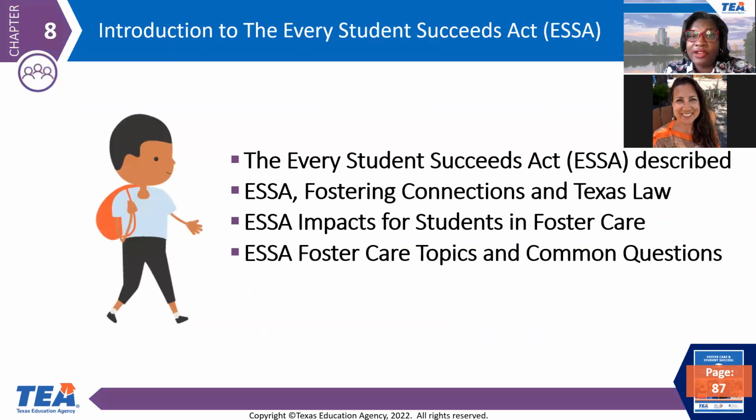Next, let's look at chapter 8. Chapter 8 is one of our new chapters in the guide. It is purple, which means it is information for cross-systems and collaboration efforts. So it is the introduction to the Every Student Succeeds Act. We want to provide you more information about the Every Student Succeeds Act as it is described. We talk about ESSA, Fostering Connections, and Texas law, all of those together, how they impact each other and the impact for students in foster care.